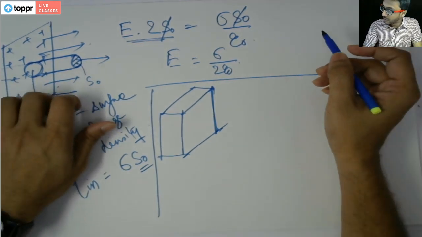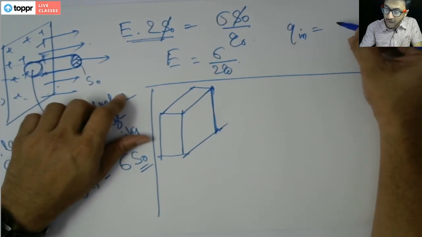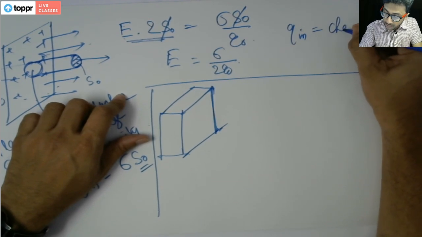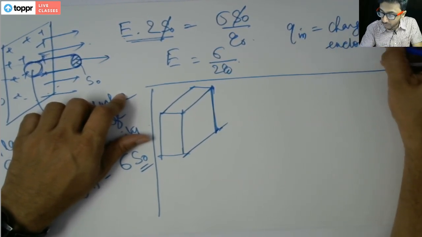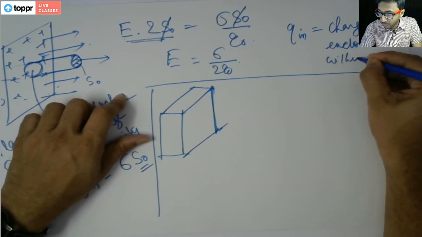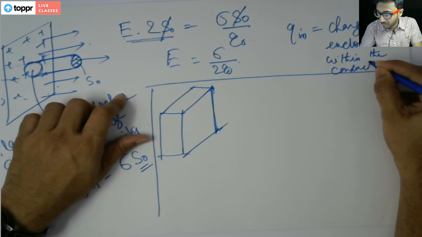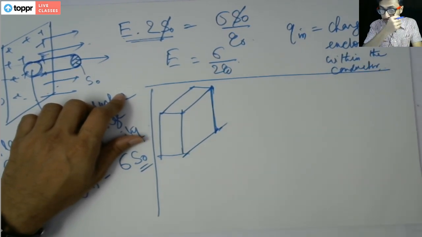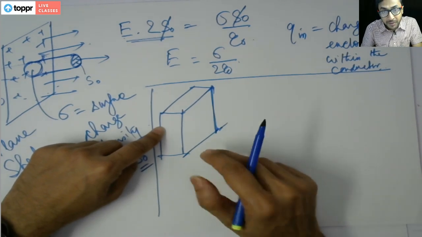Okay, there is a question: what is QIN? QIN is the charge enclosed within the conductor, right? Okay, now see, for a plate, what happens?